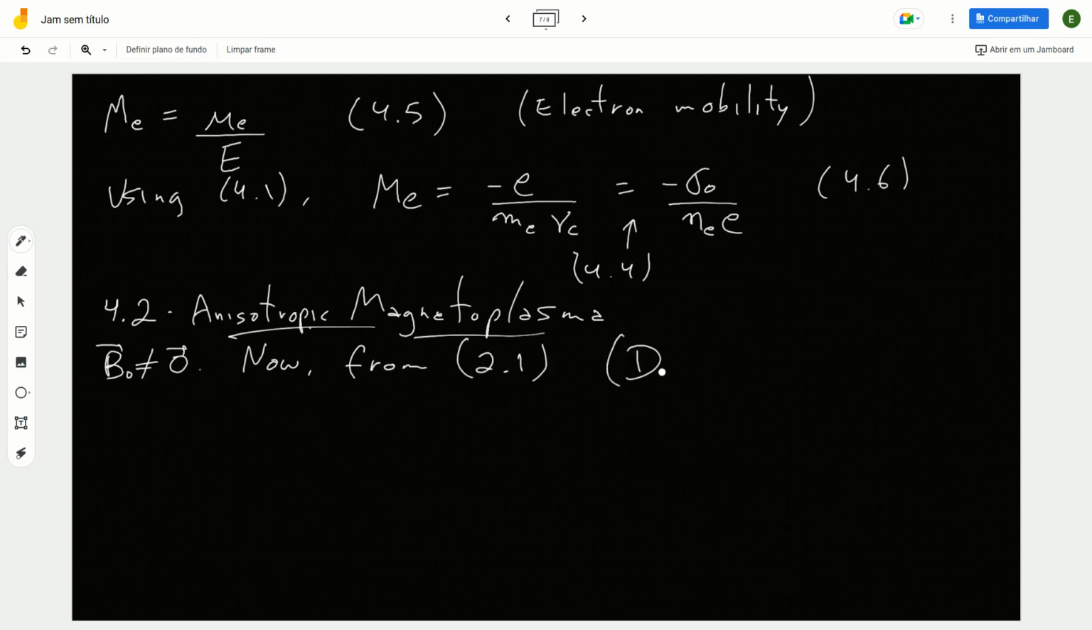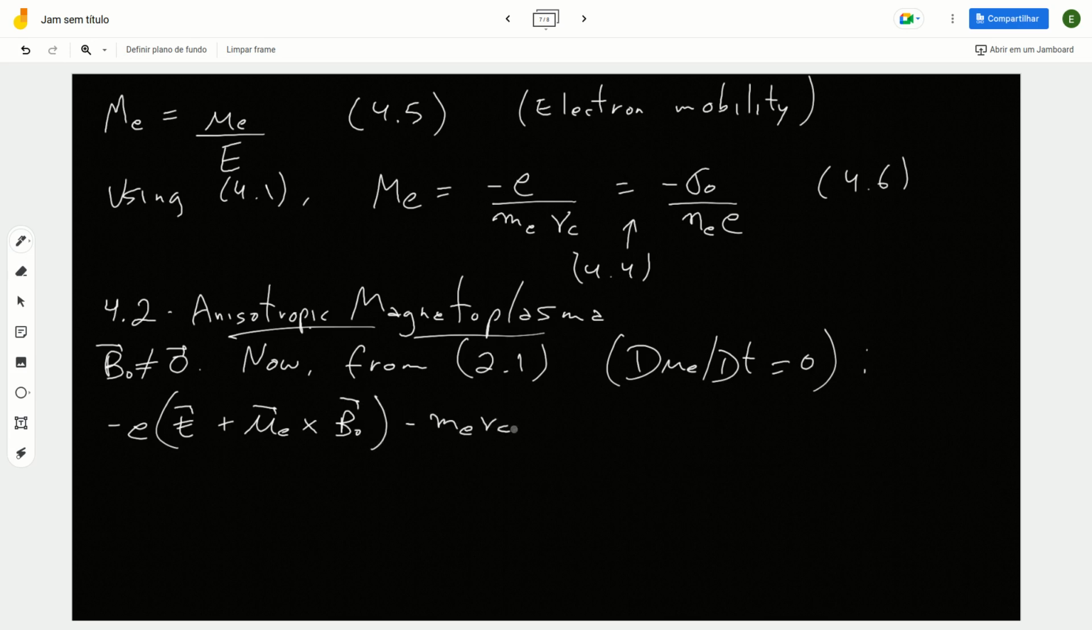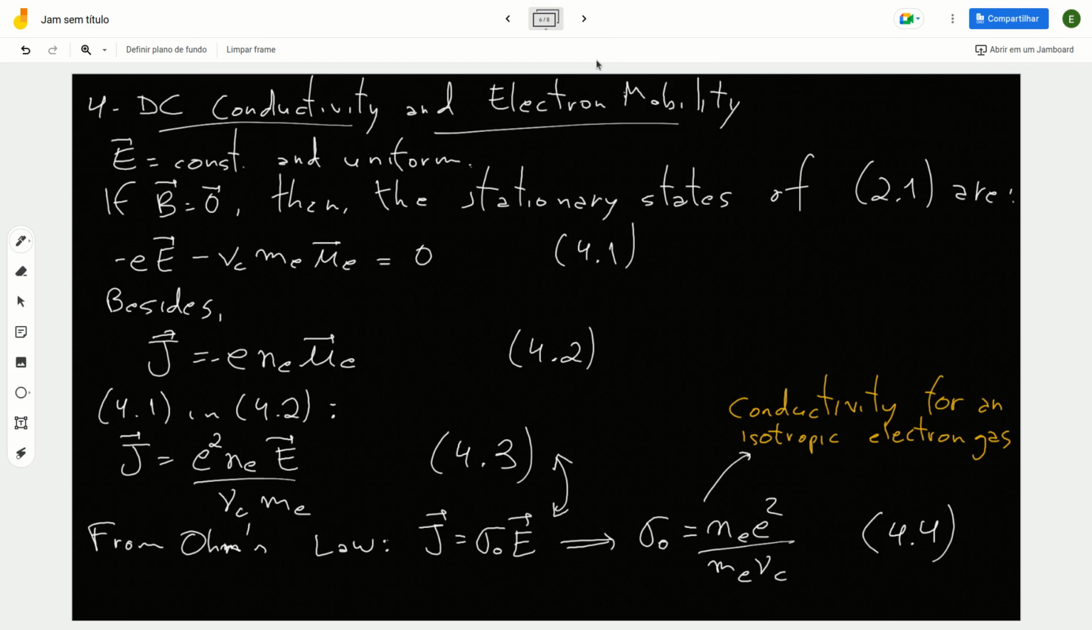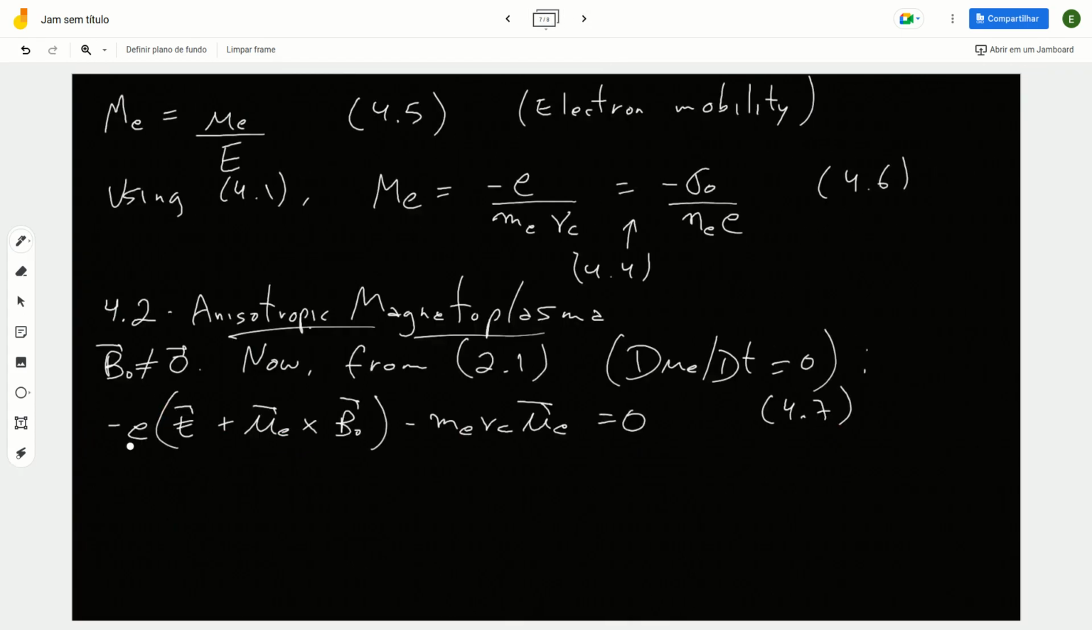2.1, still considering stationary states. We have minus E, and I'll have to add now this term for the magnetic field, minus the collisional term equal to 0. B0 will be constant and uniform. From 4.2, using the definition of J, we know that this can be written like this.